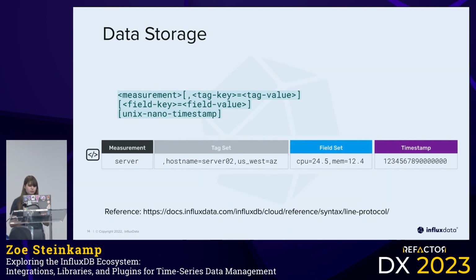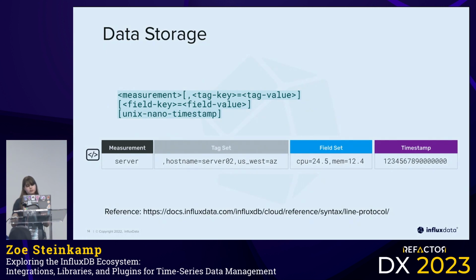So when it comes to data storage, this is normally how things are stored, not only in Influx, but in general in time series databases. We normally have a measurement. That's the actual thing that you're measuring. That could be your light. In this one, it's the server. Your tag sets, those are normally string values. So for this one, it had a host name and a location. Those are stored as strings.